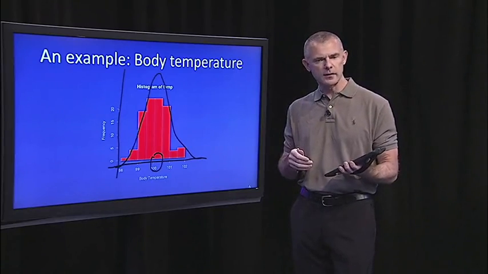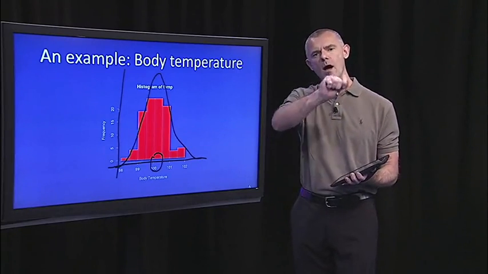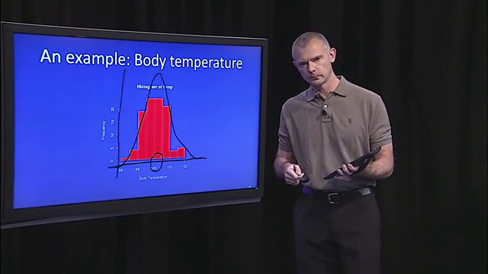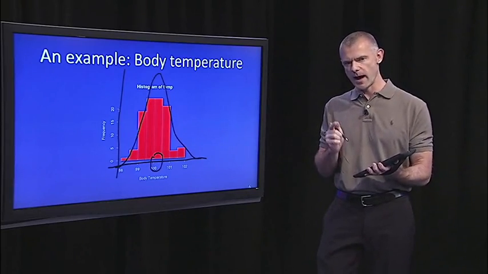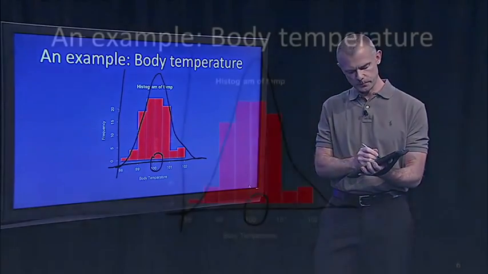There are different ways that you can measure body temperature, and the wand tends to overestimate body temperature. That bias in measurement is important. We're going to come back to that when we talk about measurement issues.